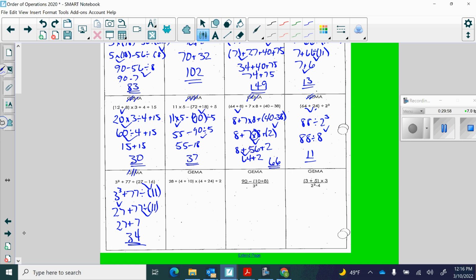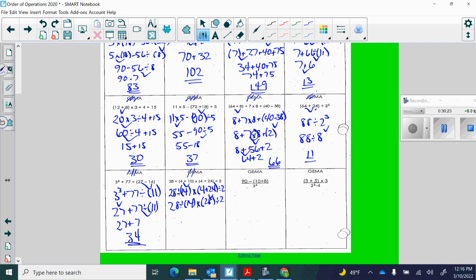So here we got another double grouping. So we'll do the groupings first. 28 divided by 14 times 4 plus 24 divided by 2. I have an additional grouping here. 28 divided by 14 times 28 divided by 2. That's it for the groupings.